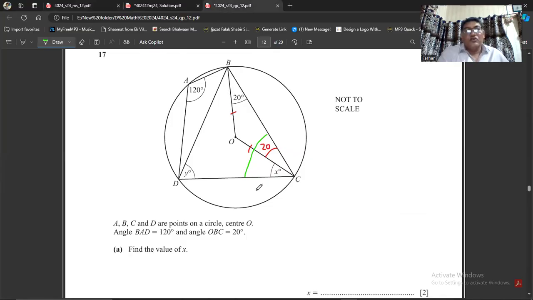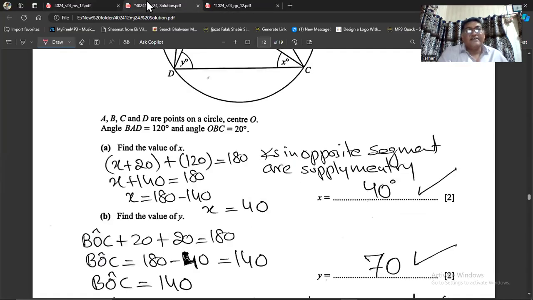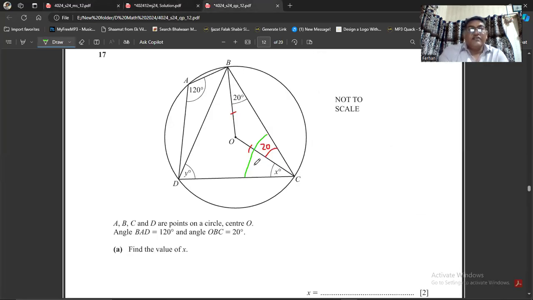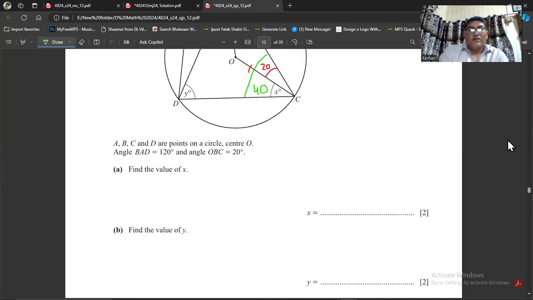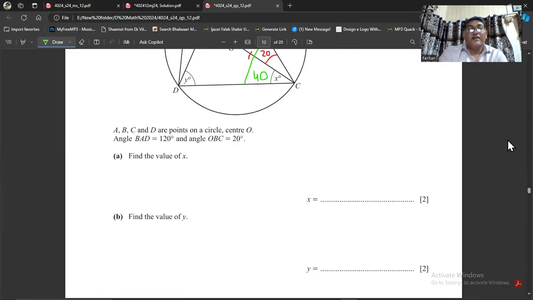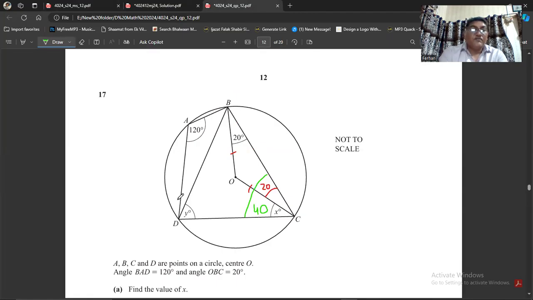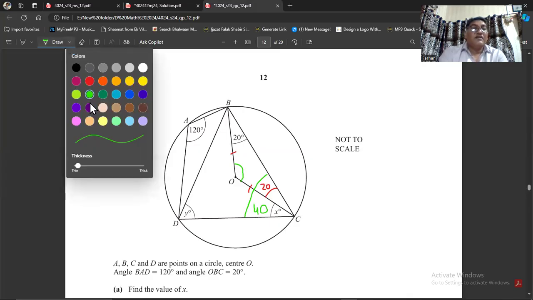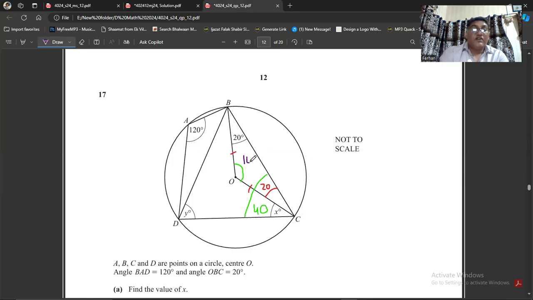Okay. So how much is x? x is 40. So this angle is basically 40. Okay, then find the value of y as a 2 marks question. Question is find the value of y. Okay, so this is 20, this is 20, so that's total 40. So how much will be this angle? This angle is from 180 subtract 20 and 20, so you are left with 140.